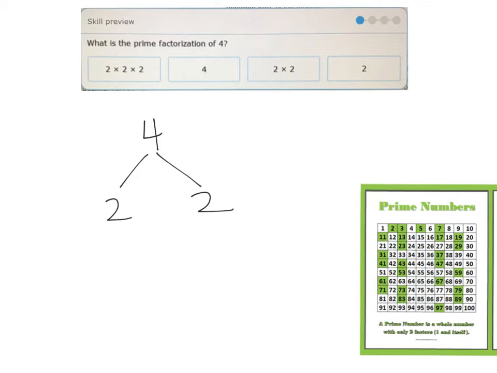As soon as you have a prime number at the end of your factor tree branch, I want you to circle it so you know you're done there. 2, we know from our little poster over here, is prime. So the prime factorization of 4 is simply 2 times 2. That's it.